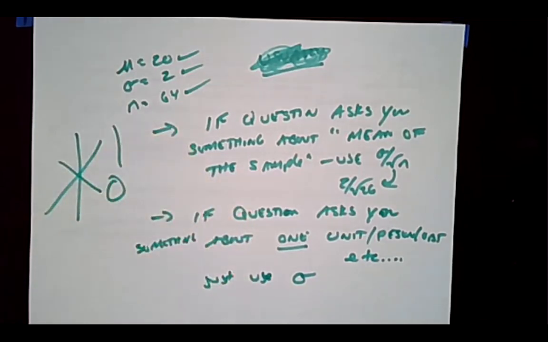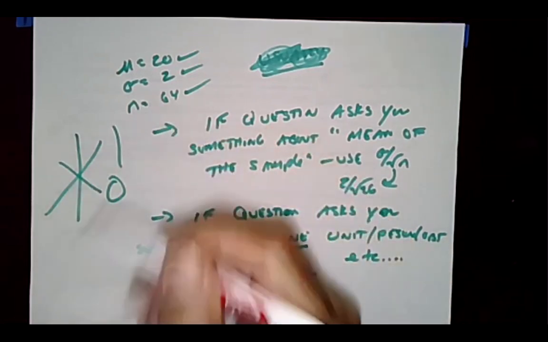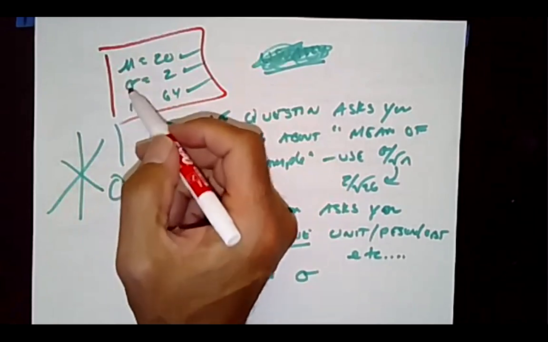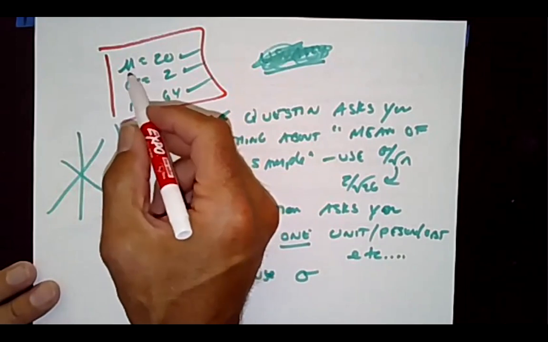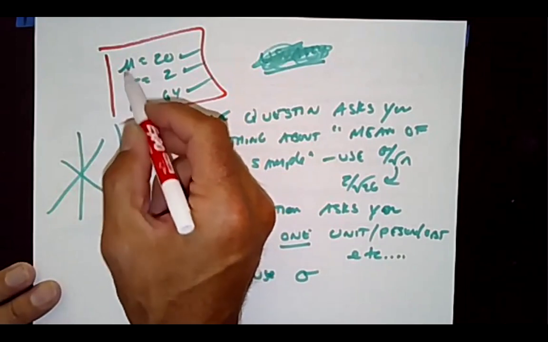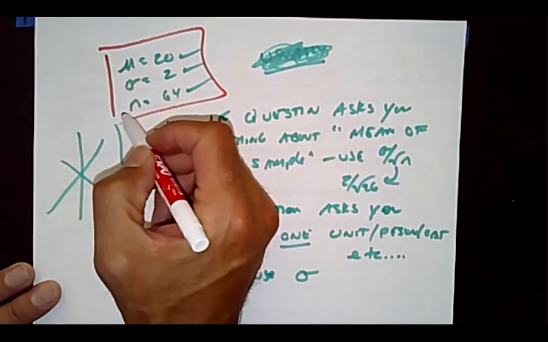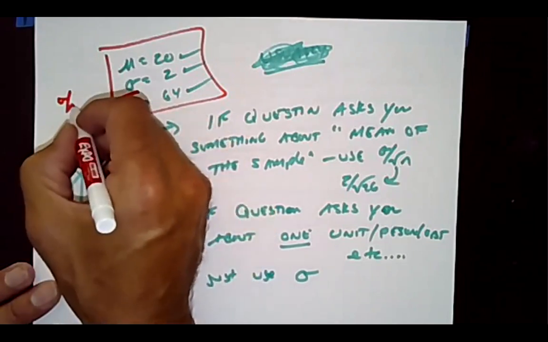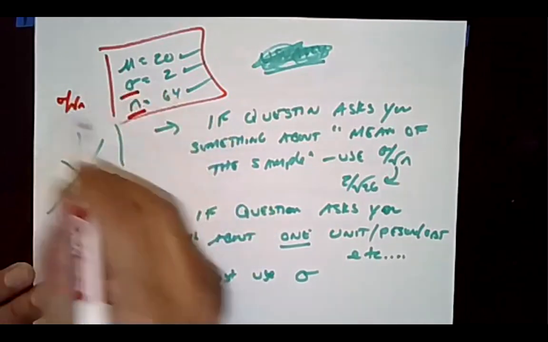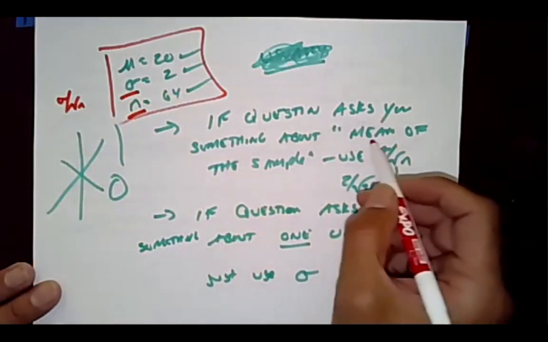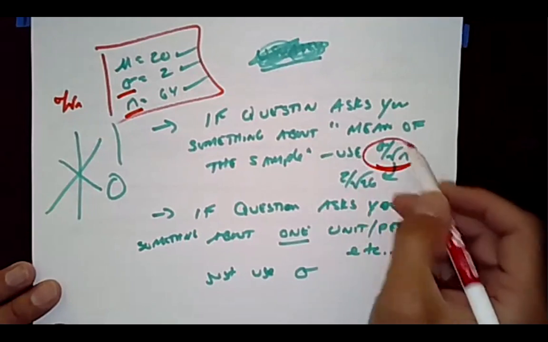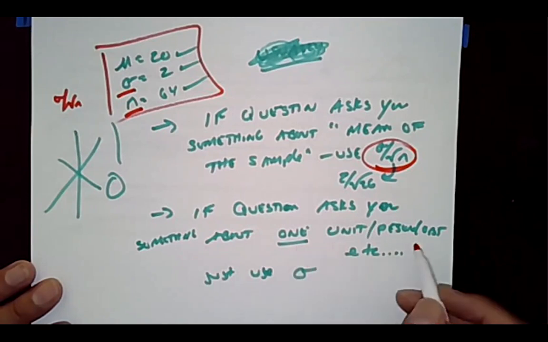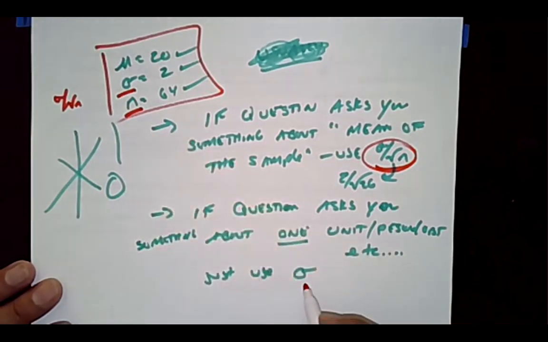If you have this as a given, one of the reasons I do this is I write down what is known, because your answer is usually solved using the variables that you're given. So if I see this and I see this, I almost always know I'm going to use sigma over radical n, but I've got to be careful. If the question asks you something about the mean of the sample, you are definitely going to use the standard error. On the other hand, if the question asks you something only about one unit in the distribution, that is just sigma.